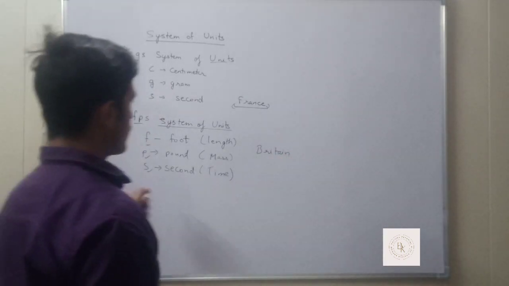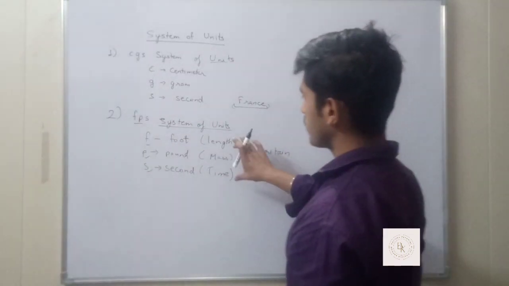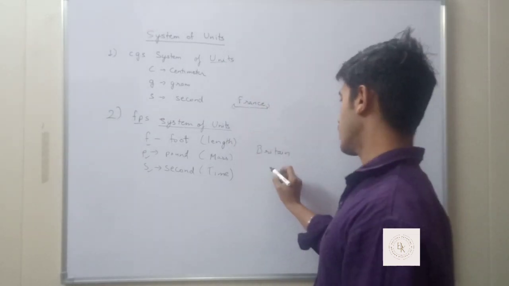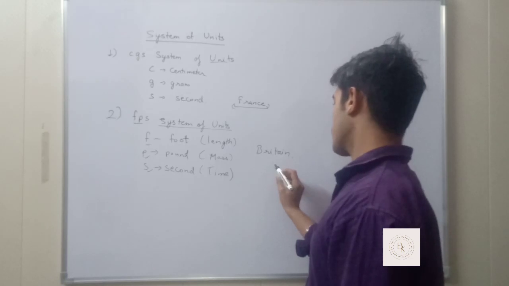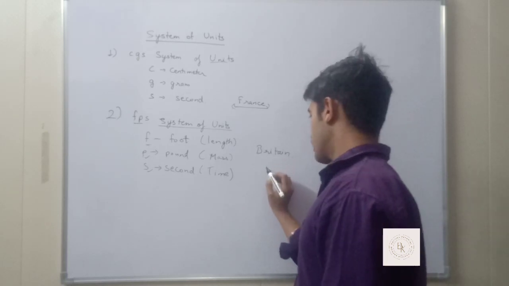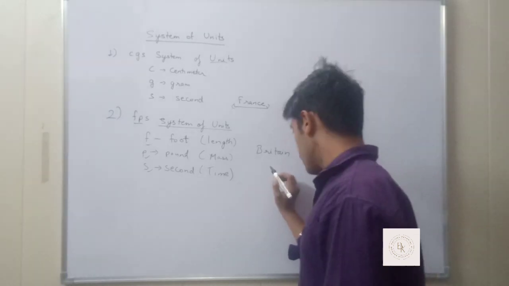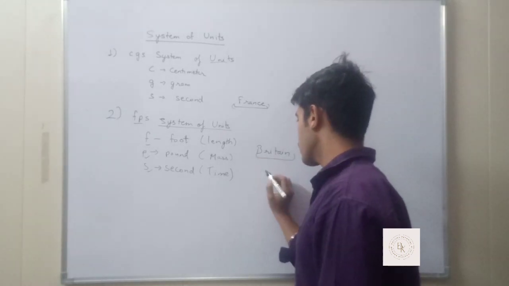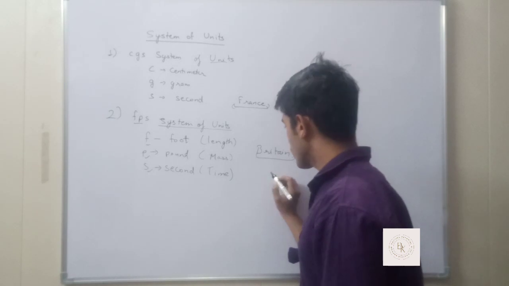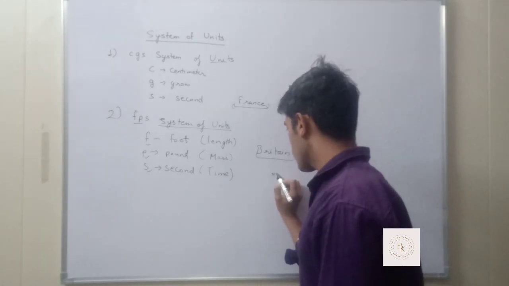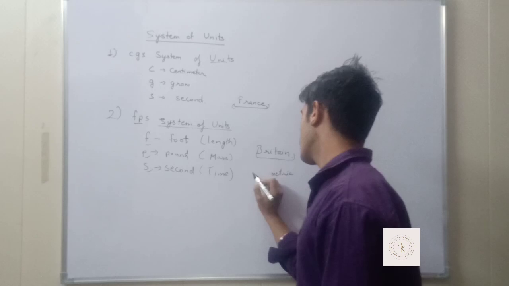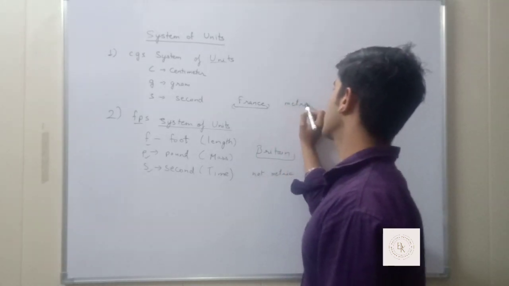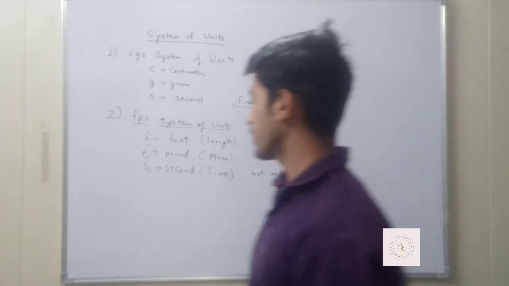But this FPS system is not used right now; it is conventional and not used currently. So what I am saying is that the FPS system of units is not a metric system, while CGS is a metric based system.